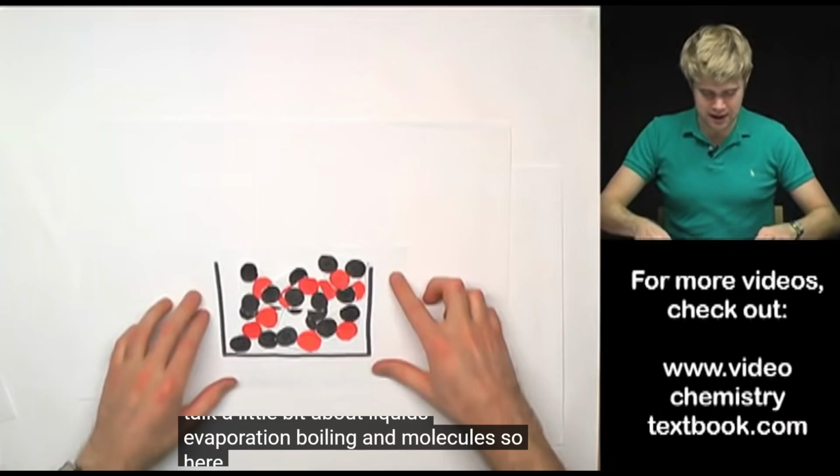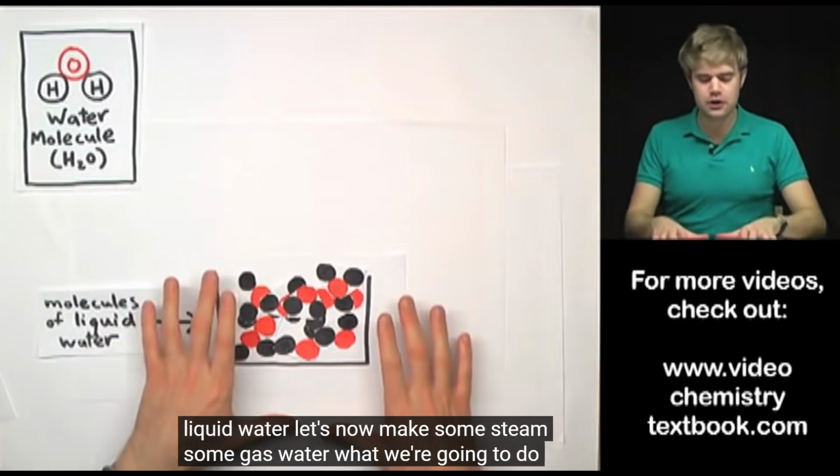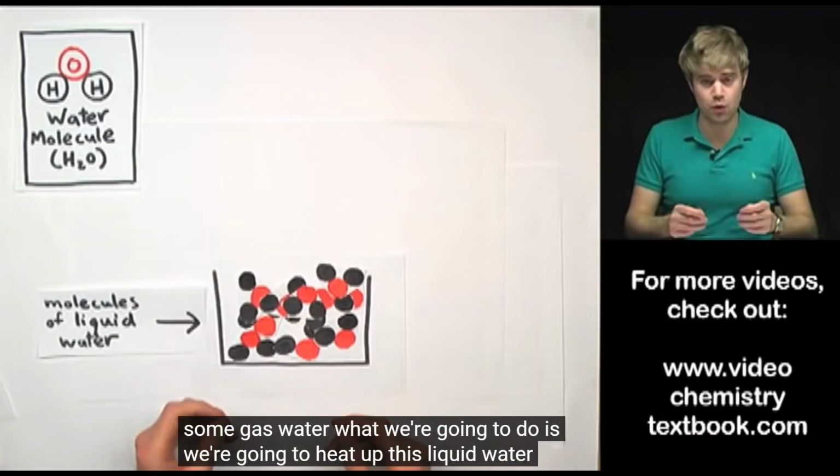Let's now make some steam, some gas water. What we're going to do is heat up this liquid water. And as we heat it up, the molecules in it are going to start moving faster and faster until some of them are moving so fast that zoom, they can jump right out of the liquid water, enter the air above that liquid, and start flying around. Now, these guys up here are molecules of steam, also known as gas water. So here's the main point.